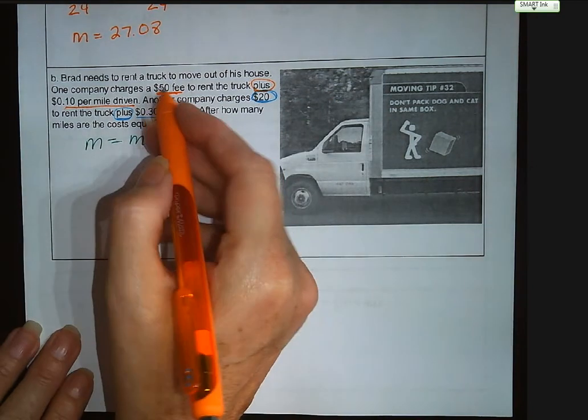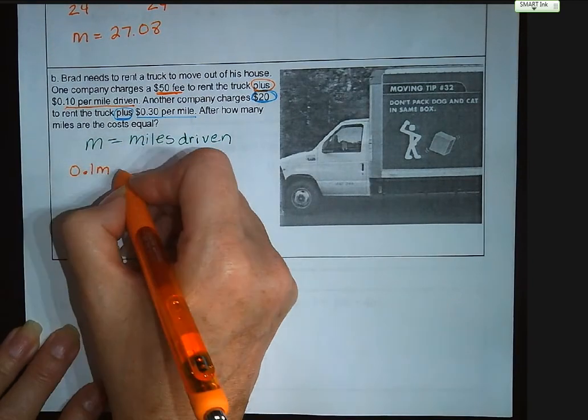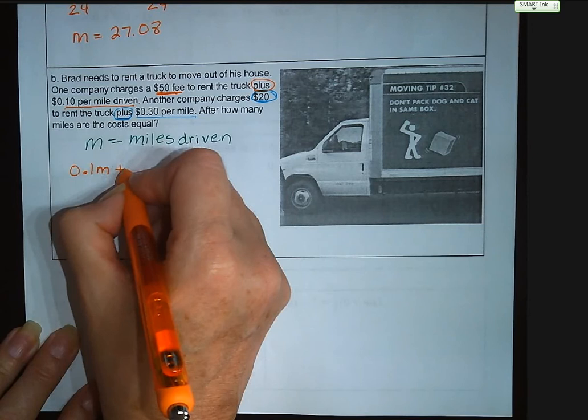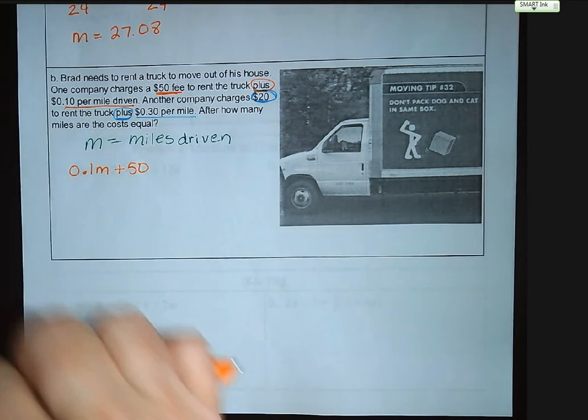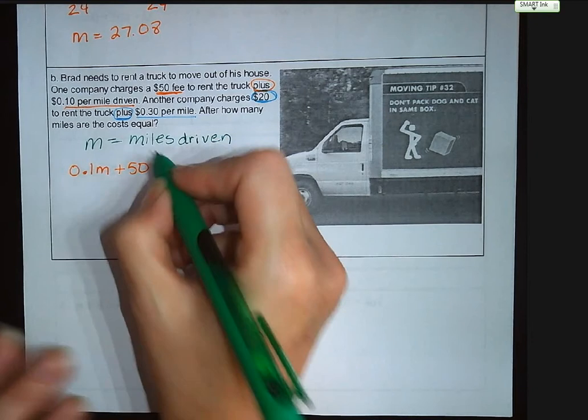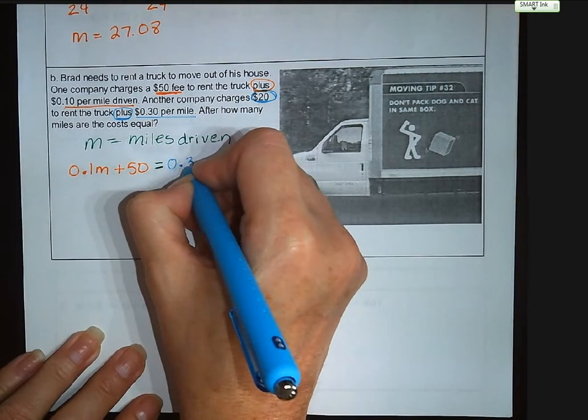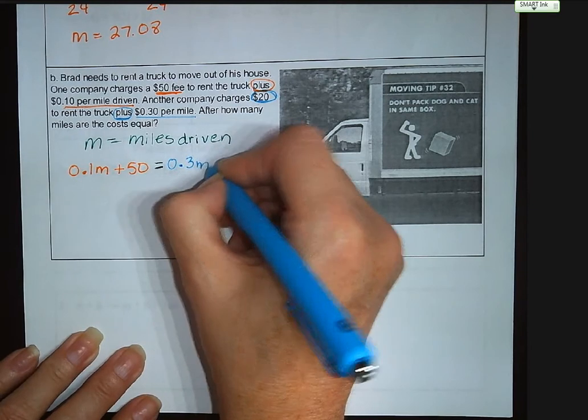So we're going to start with the first company. We have 0.1 times the number of miles plus our $50 fee. And we want to know when that is going to be equal to 30 cents per mile driven, 0.3 times M, plus 20.